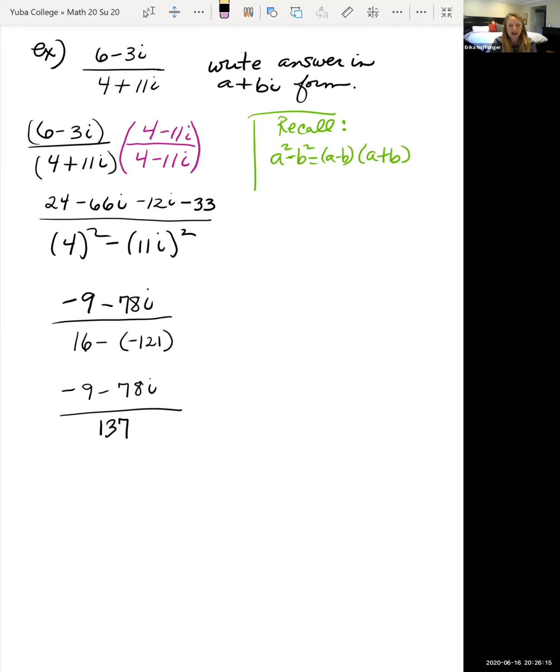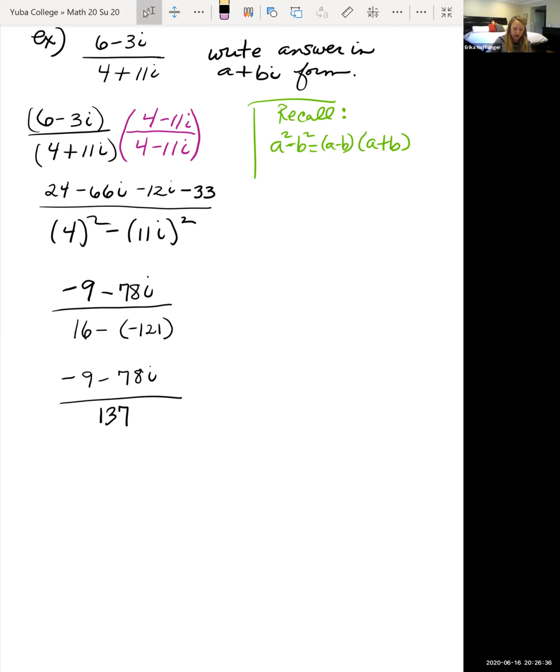Okay, so to save you some heartache, that's a right answer, but it's not in the form of a plus bi, because it's not in the form of the real part plus the imaginary part. So if you put that into MyMathLab, it's probably going to say that you're wrong and to rewrite it. It'll probably tell you why you're wrong too, but you wouldn't know that unless you read it.